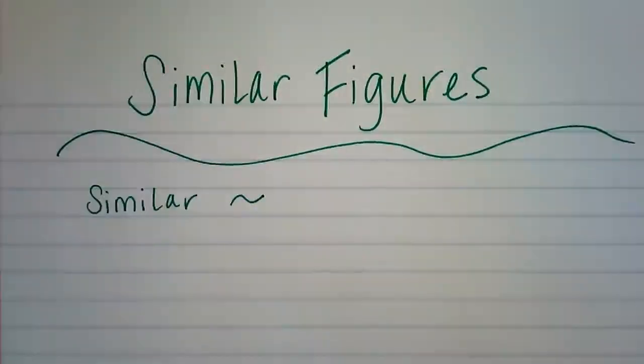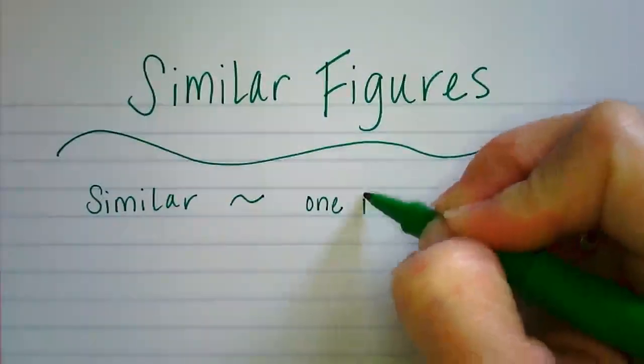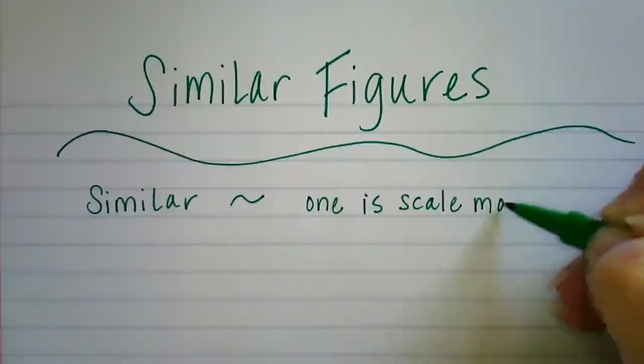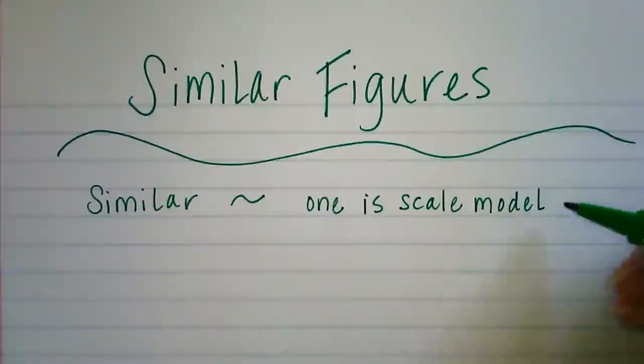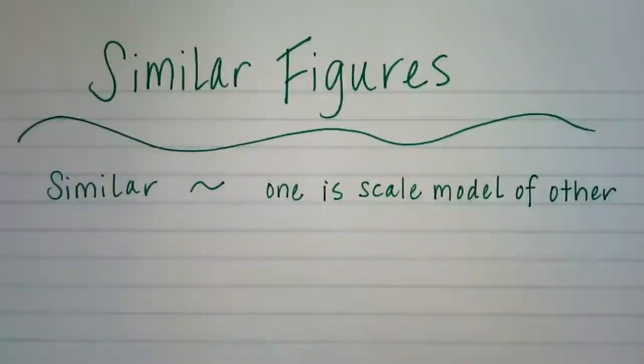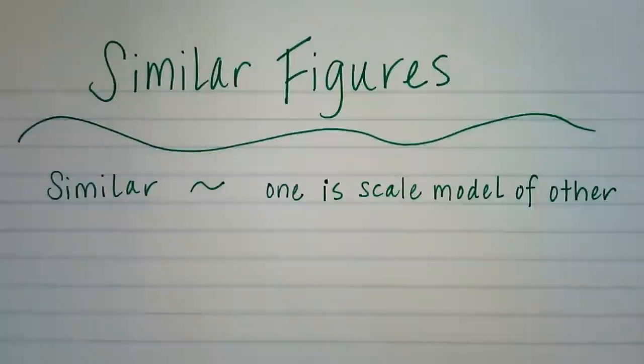First off, that's a symbol for similar. And when we talk about shapes being similar, basically all we're saying is that one is a scale model of another. So hopefully that will help you understand that what we're doing is changing the size. So when we have a shape that is a scale model of another shape, it is just a difference in size.